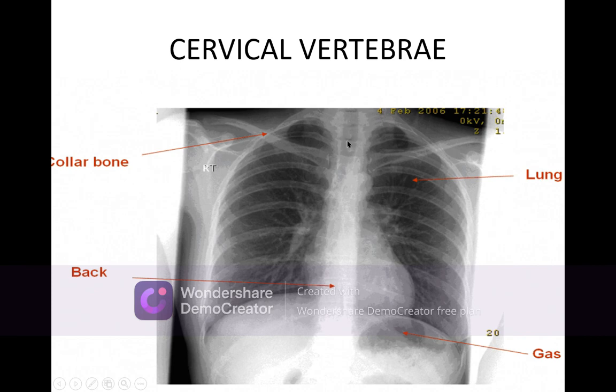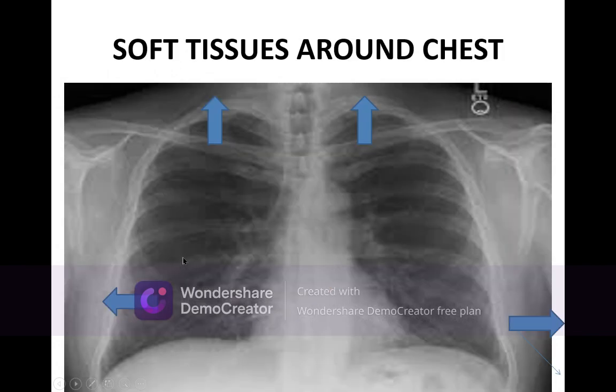You see the body, the intercostal spaces should be equal. It should be in one line. Soft tissue around the chest wall should be checked. These are soft tissues around it, the diaphragm. Now look here, these are the soft tissues in the neck also.